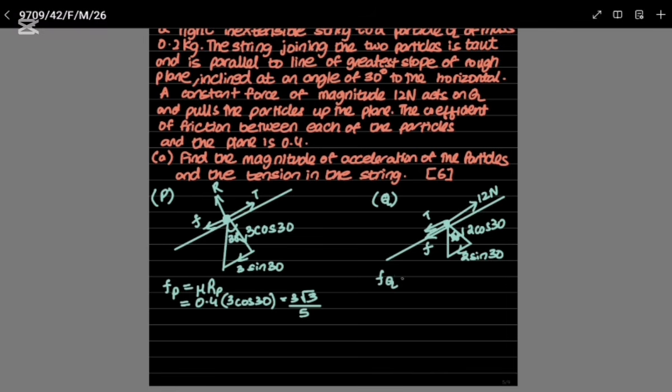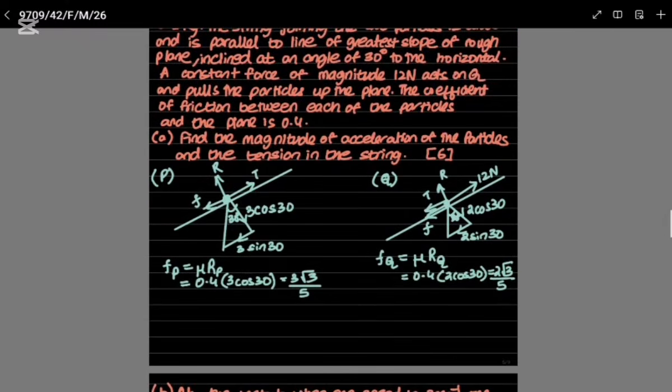Now friction Q is equal to mu times RQ. So 0.4 into what is RQ? RQ is the vertical component of the weight, so it is 2 cos 30. So 0.4 times 2 cos 30 gives me 2 root 3 over 5.